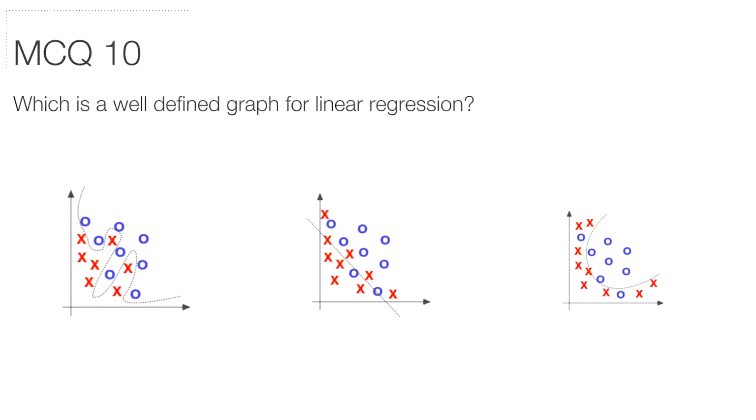I didn't cover linear regressions much, but can you guess which one's a linear regression here? Linear is the hint. Well, somebody has chosen a wrong answer. Which is a well-defined graph for linear regression? This cannot be the answer. Who did this? TA.